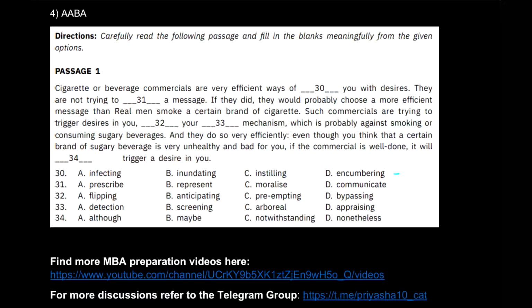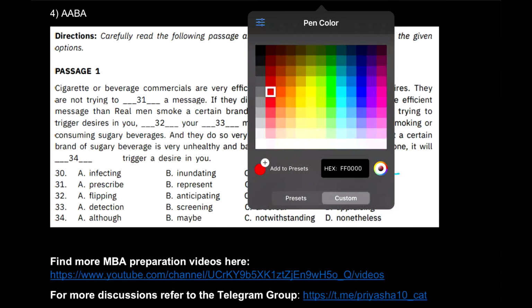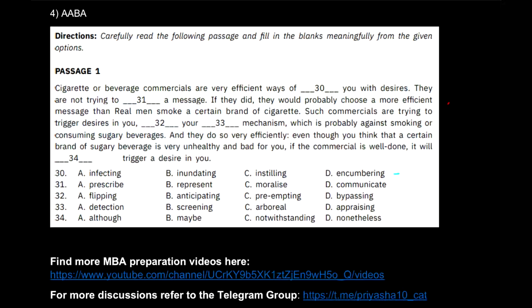So what we are planning to do here is, let us change the color of the pen and come to red. And let's see. Cigarette or beverage commercials are very efficient ways of dash you with desires. Prescribe you? Not really. Okay, so let's see this way. Infect you? Inundating? Instilling you? No. See, look at this. Instilling you with desires? No. Encumbering you with desires? No. So we have our answer for the first one. It infects us. So therefore we will say that the 30th blank will be filled with A.